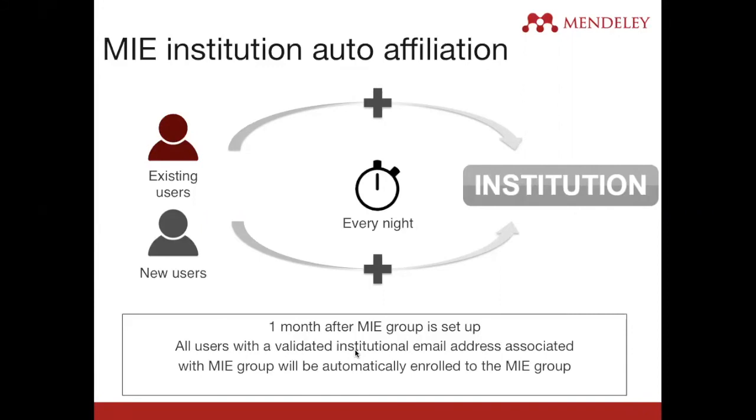With the auto-affiliation process, once an MIE group is set up, all users with a validated institutional email address associated with MIE are automatically enrolled to the relevant MIE group and therefore upgraded to the institutional premium plan. The auto-affiliation process runs every night for the full duration of the subscription. This means that every time a user joins Mendeley using an institutional email address affiliated to your MIE group, they are automatically upgraded and added to the group.